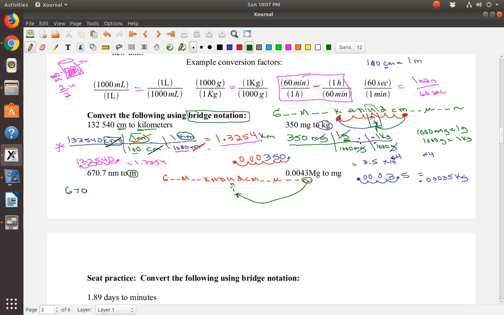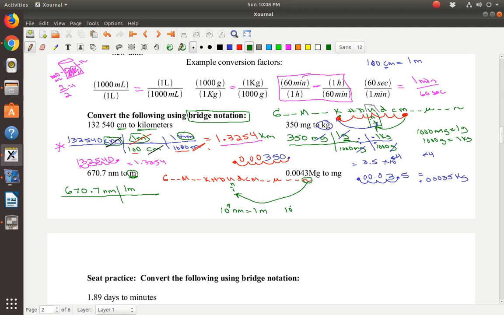So 670.7 nanometers. A nano 9 is how it helps me to remember it, but nano is really tiny, so it's 10 to the minus 9 meters. Or it's a billionth of a meter, so it takes a billion of them. So we want meters, so that needs to go on the top. I know, because I just said right there. But what's the relationship between a meter and a nanometer? Well, it takes 10 to the positive 9 nanometers to make 1 meter.